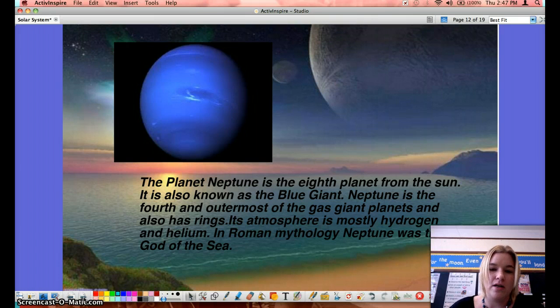It's also known as a blue giant. It's the 4th outermost of the gas giant planets, and it also has rings. The atmosphere is mostly hydrogen and helium, and in Roman mythology, Neptune was the god of the sea.